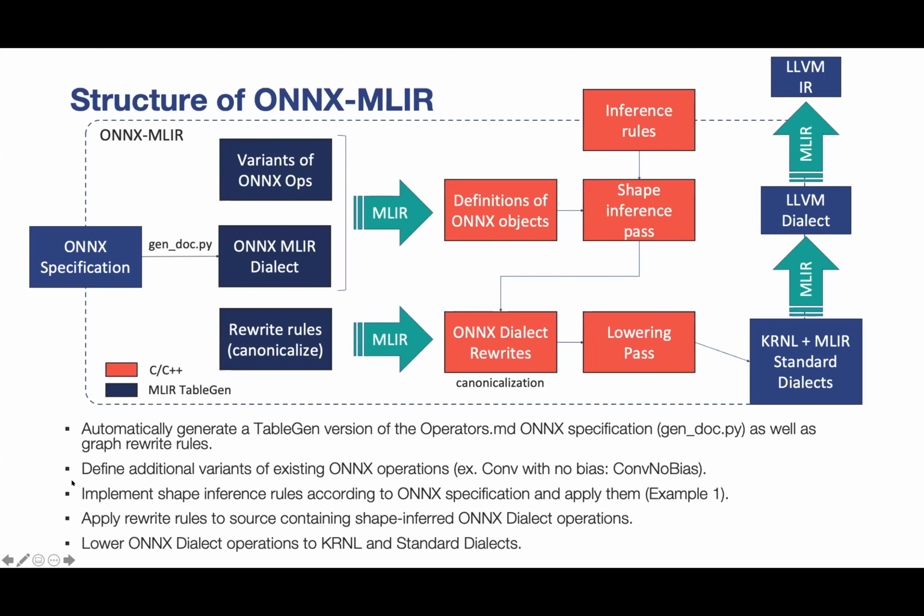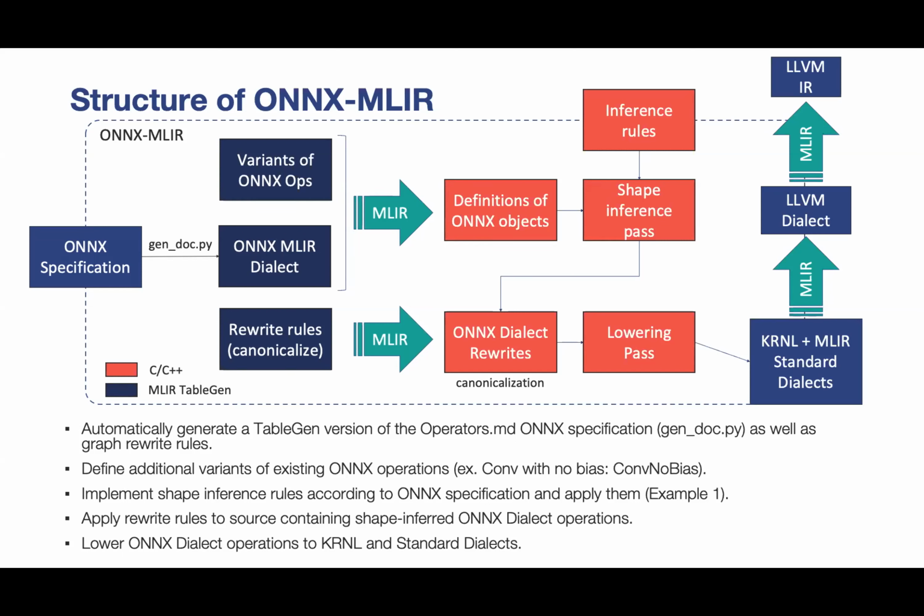To that end, we decided to create ONNX MLIR, and what it does essentially, this is like a schema of it, is that it ingests the ONNX specification, and based on that, we automatically define what MLIR calls a dialect, which is a family of operations that capture the ONNX model breadth. So basically, we support all these operations. We are able to define them automatically and also perform transformations on them.